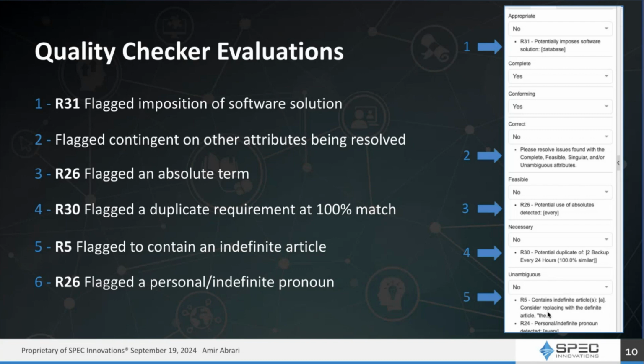It also gives a suggestion to consider replacing with a definite "the". This was part of the rule. They have a word bank, "a" was one of them, that it flags. And R24 flagged a personal and indefinite pronoun, similar to R26 here, but this is more of a pronoun thing. And it is important to note that our quality checker is able to recognize different verbs, different nouns, all due to natural language processing.